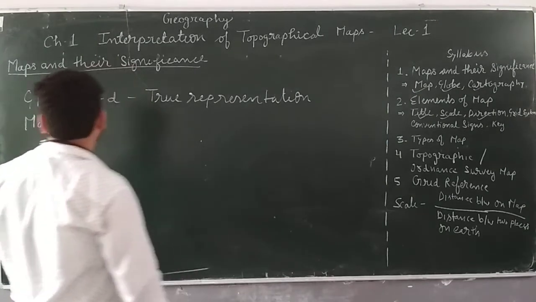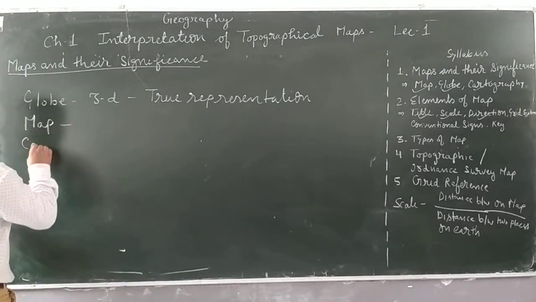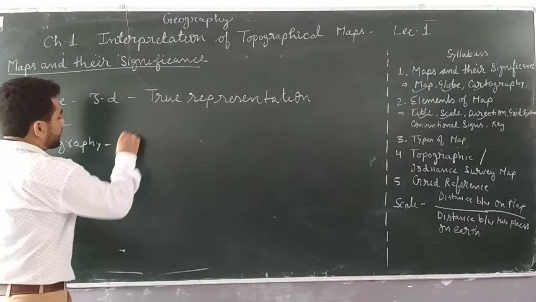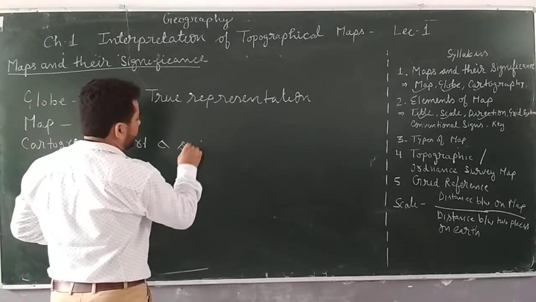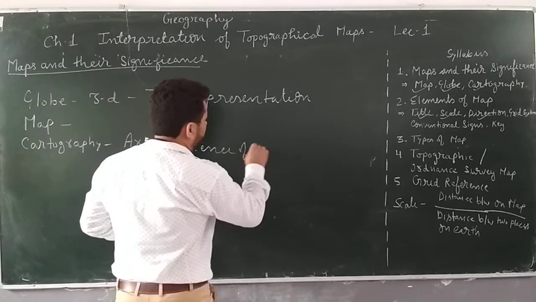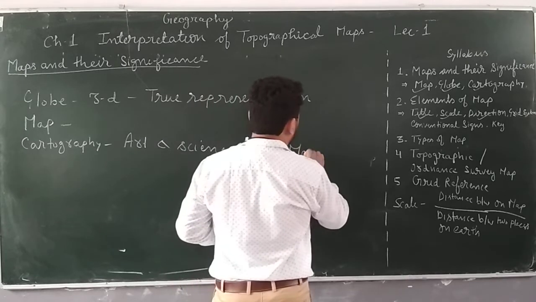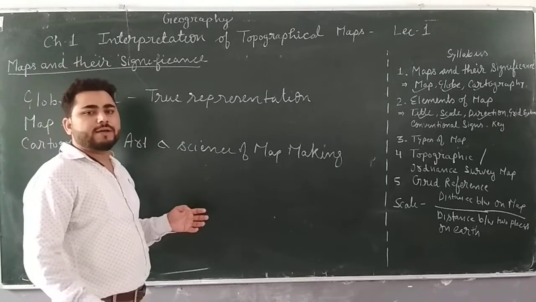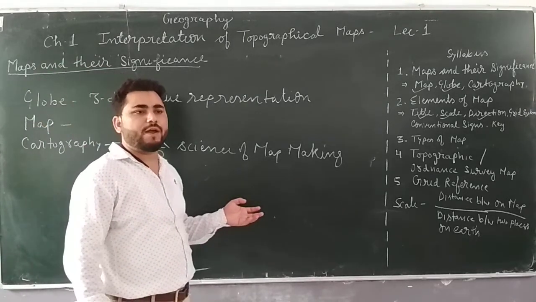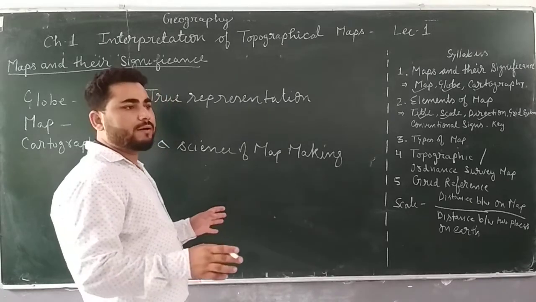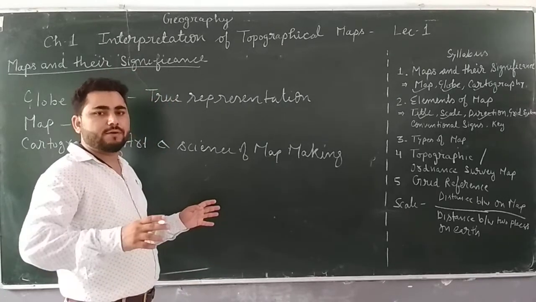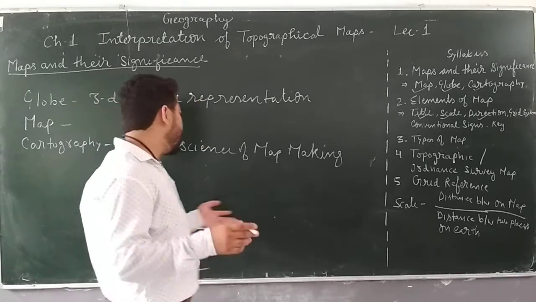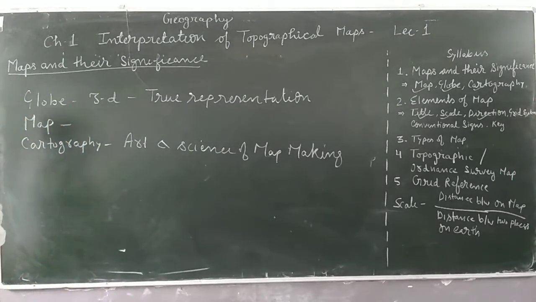Now comes the meaning of cartography. Cartography is the art and science of map making. How do we make a map? How do we take projections of map into account when we flatten the spherical surface? Then how do we make it? That art and science of making map is called cartography, right?